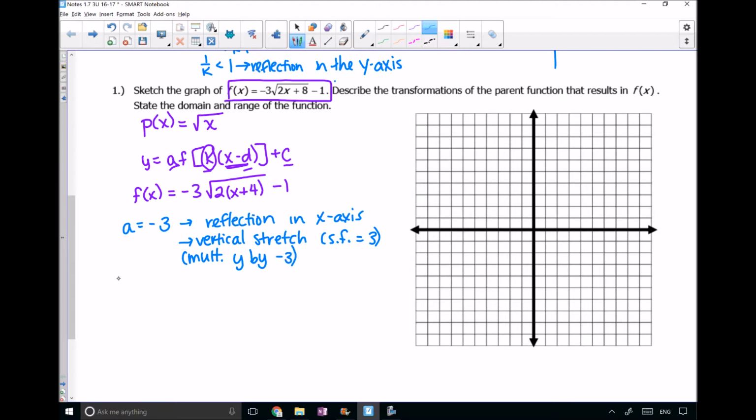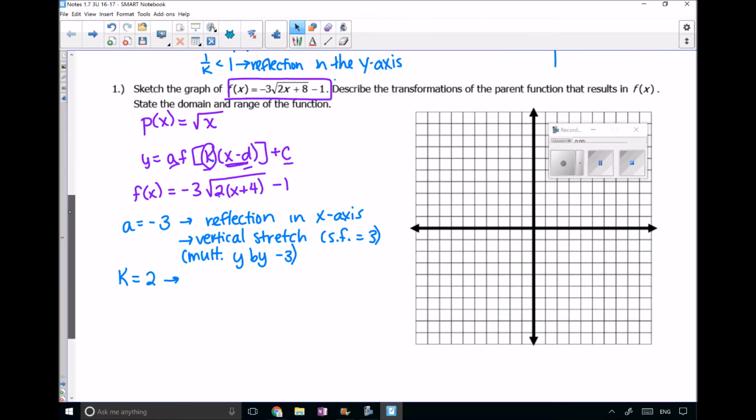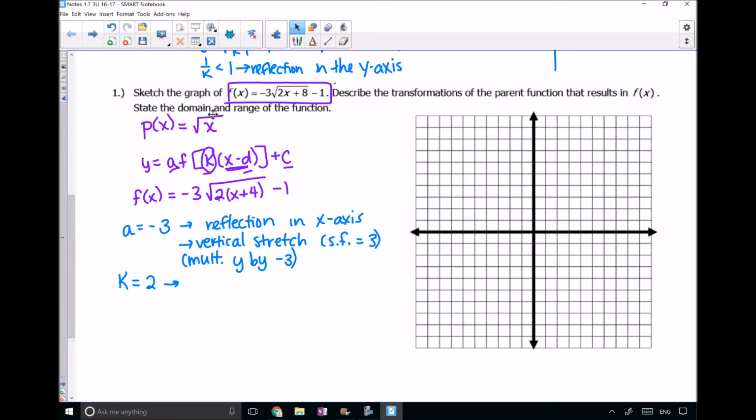All right, so now that we're done with that, the next thing that we're going to do is identify what k is. Well, k is equal to the number 2. So what does this tell me? First of all, because k is positive, there's no reflection going on in the y-axis. Now I need to figure out what my scale factor is going to be. Now, if you remember, in order to figure out the scale factor, I have to do 1 over k. So I'm going to do the reciprocal of whatever the k value is. So here, my scale factor is equal to 1 over 2, which means that it is a horizontal compression. So here we can say that it is a horizontal compression.